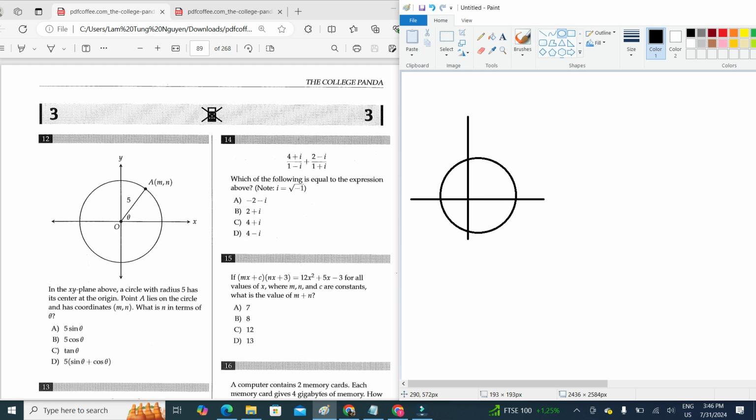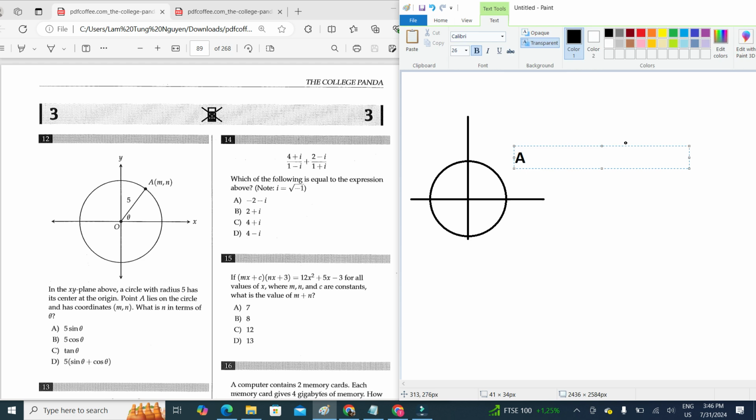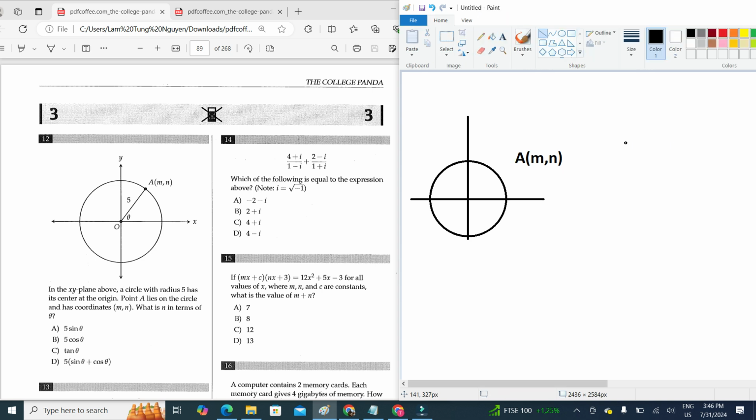Okay, so let's center it a little bit so it looks symmetric. Right about here. Okay, so we have a point A here. Right? And the coordinates are just m, n, as according to the exercise, or as I just drew it, and that's just an arbitrary angle alpha. So this is the point A(m, n), right? All right.